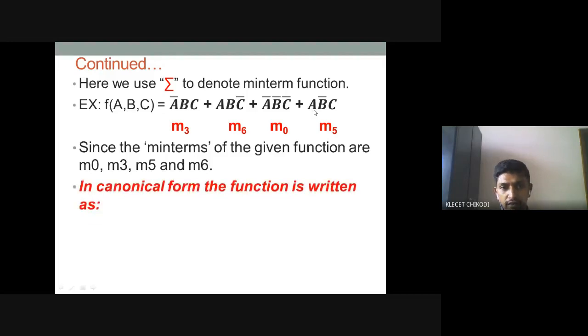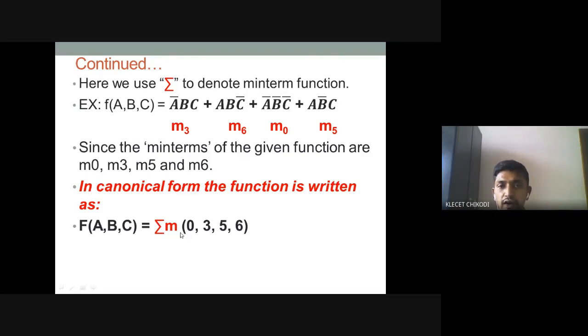In canonical form, the function is written as, you can see here, f of ABC is equal to summation. We have to use this summation symbol for canonical min terms, as I have already explained in the comparison of SOP and POS. We write small m because we are representing min terms, and you have to write the min term numbers in the bracket. The respective min term numbers are 0, 3, 5, and 6.